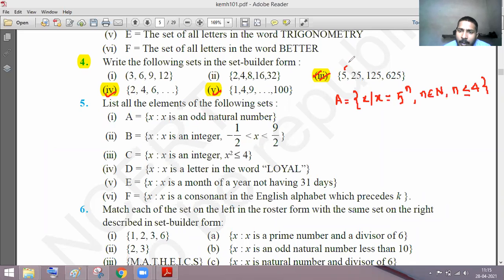Yeah, because this is 5 to the power 1, this is 5 to the power 2, this is 5 to the power 3, and this is 5 to the power 4. So obviously the nth term will be 5 to the power n. That's why here we have A equal to x such that x equal to 5 to the power n, where n belongs to N, that means natural number, and n is less than or equal to 4. So here if you look at the value of n, it is 1, 2, 3, 4, that is why n is less than or equal to 4.